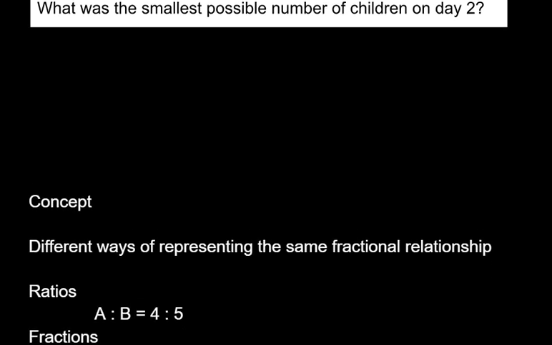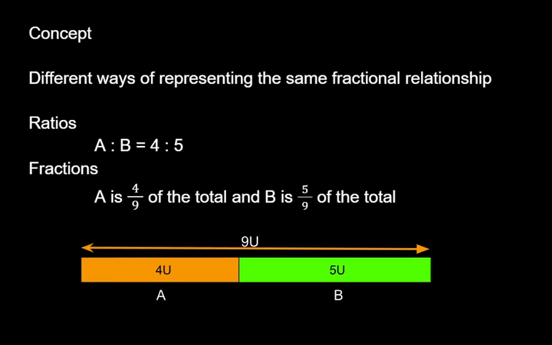So let's look at the concept. Remember, ratio is just a different way of representing the same fractional relationship. So if I have a ratio of A is to B is 4:5, I can also represent it in the fraction of A is 4/9 of the total and B is 5/9 of the total. And if you draw it in a model, A is 4 units, B is 5 units.